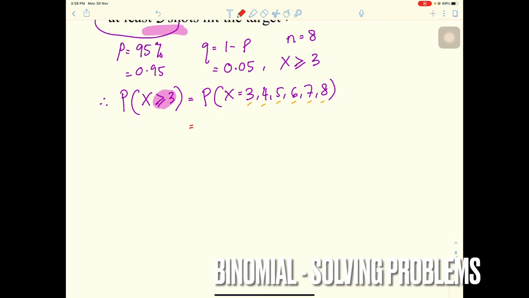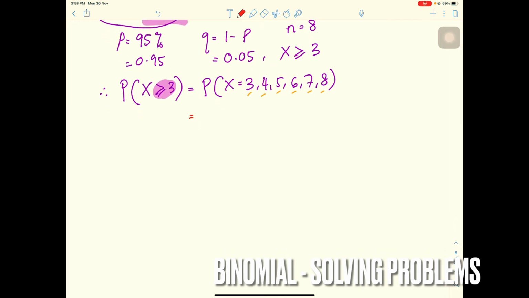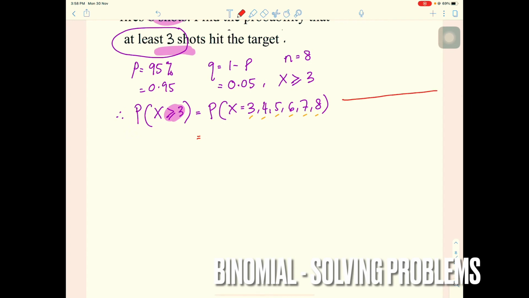To make it easier, imagine this situation: start from 0, 1, 2, 3, 4, 5, 6, 7 and 8. At least 3 means you have to calculate from 3, 4, 5, 6, 7 and 8, which is 6 times. If you know that all the probabilities add up to 1, then since you want the green part, you can subtract the probabilities of 0, 1 and 2. You just need 3 calculations only.